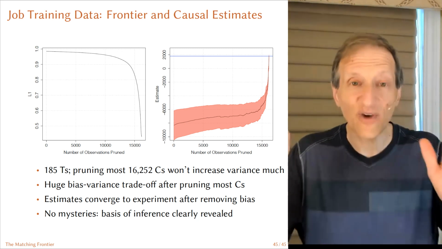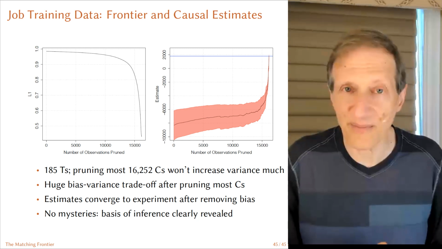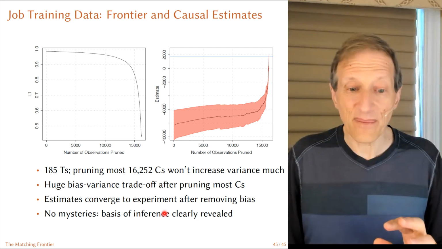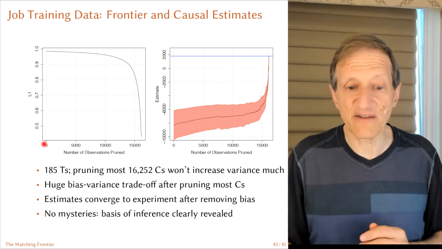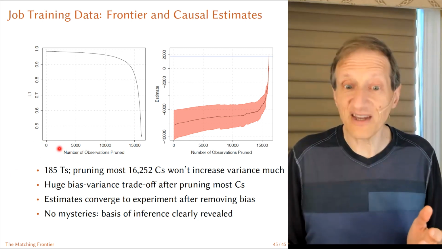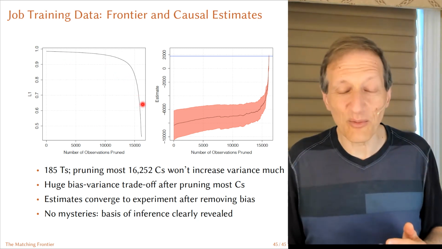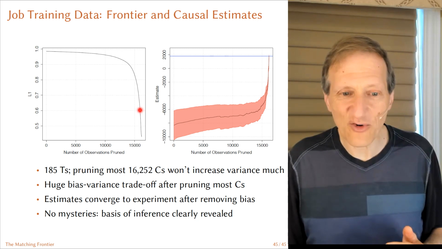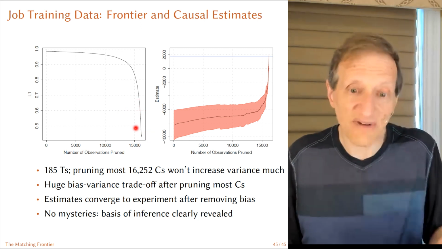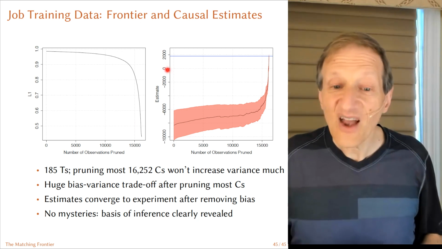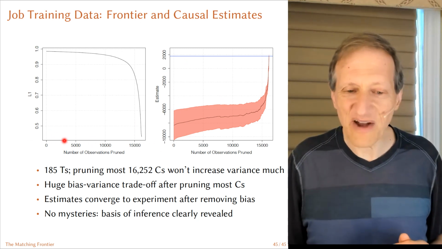And the answer is, wait a second, suppose you could have done a randomized experiment that would produce no model dependence, no bias, but you only had 185 treated units and let's say 185 controls. That'd be a pretty good deal, right? So you can delete 15,000 or more observations. That's fine. You get all the way down here with very low imbalance, and there's still a good number of observations left.